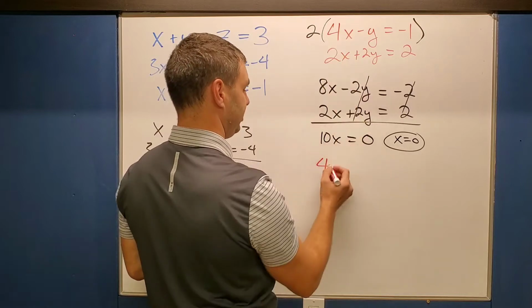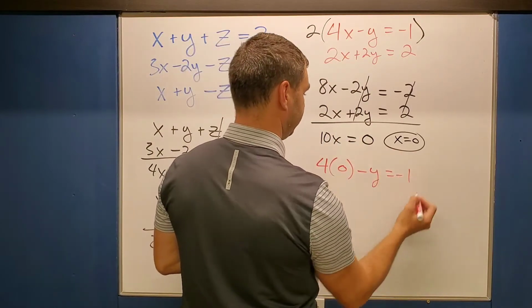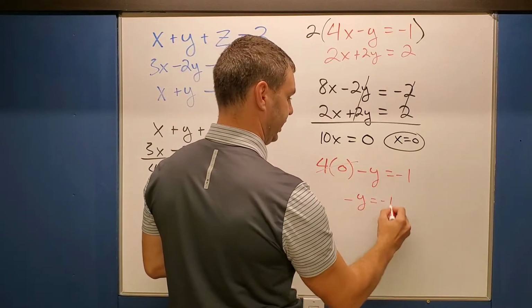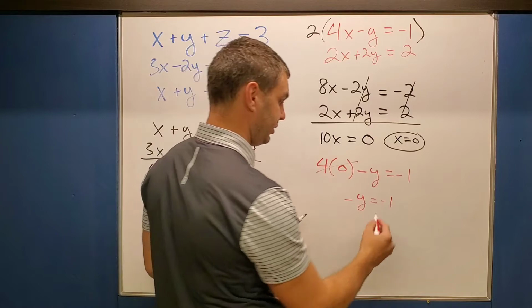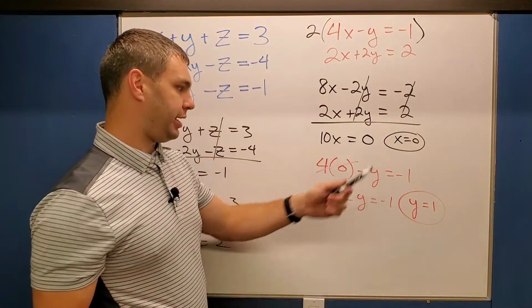So now 4 times, instead of x, we can say 0, minus y equals negative 1. Well, 4 times 0 is 0, that cancels. So negative y equals negative 1, which means positive y equals positive 1. So y equals 1, okay? So we got x, we got y.